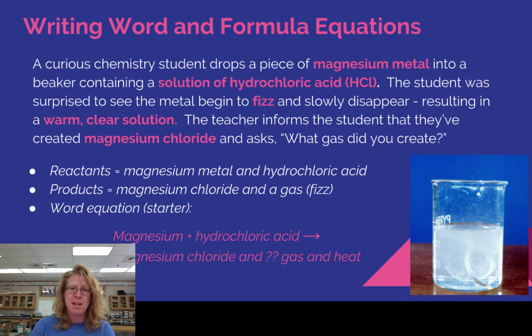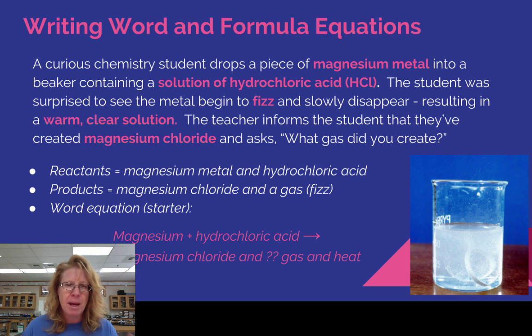So here I've highlighted some of the key words from this particular thing. So I'm looking for reactants and products, and I'm looking for my kind of starter word equation here. So I know that magnesium metal was there when I started, and I had hydrochloric acid when I started. That's what I began with, and then something happened. It started to fizz. It started to kind of slowly disappear, and then when it was done, I have this warm, kind of clear solution with apparently nothing else in it. And then the teacher says something about magnesium chloride. So what's actually going on here?